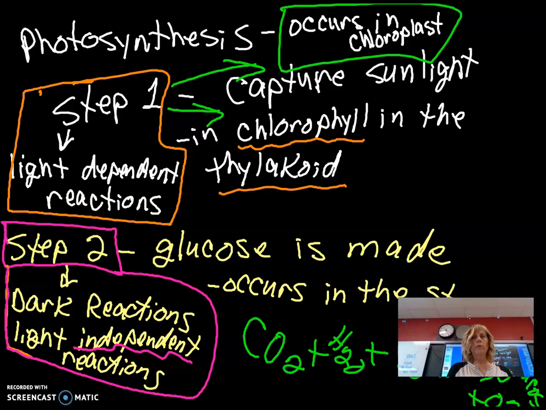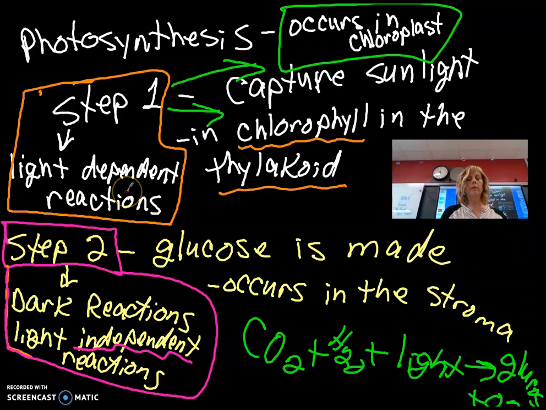So a quick overview. Step 1, light-dependent reactions. Okay, captures the sunlight and the chlorophyll in the thylakoid. Step 2, glucose is made. This actually isn't dependent on sunlight, but it is dependent on some things that are made during those light-dependent reactions. Sometimes we call these dark reactions. We call them that a lot less nowadays than we used to because dark reactions implies that they only happen at night, and that's just simply not true.